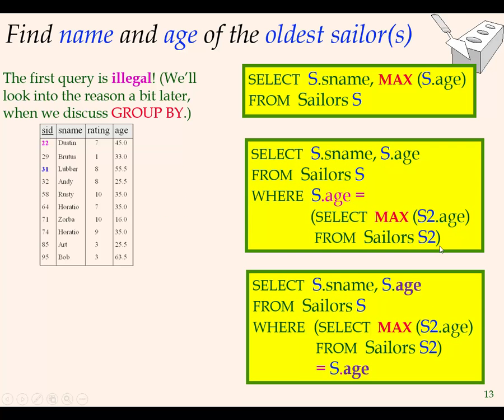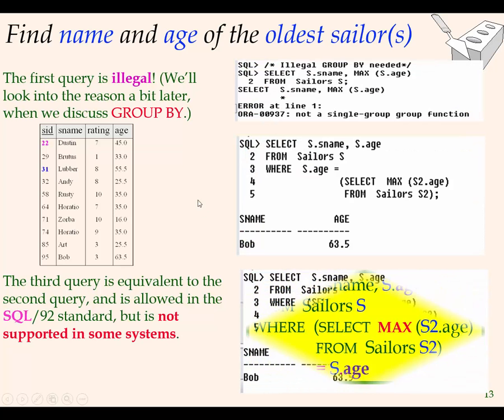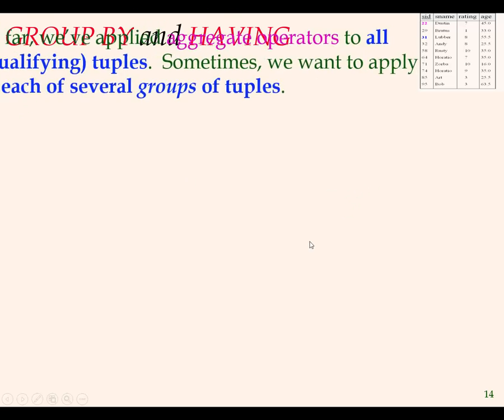But you need an inner query, so if I get the max age from the sailors, and I'm going to see that the age is equal to that. So let's introduce some new concepts. You can see that gave you an error. So let's look at group by and having.